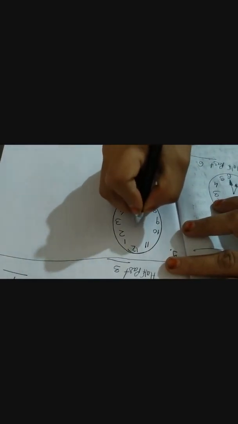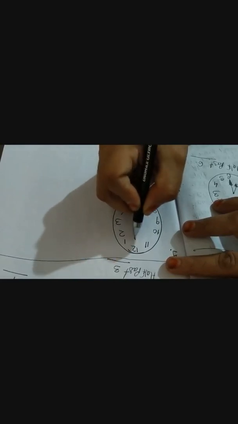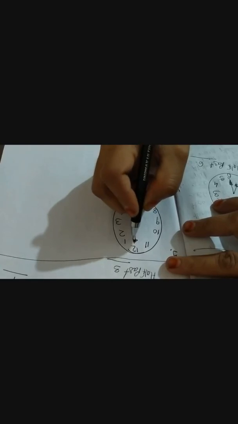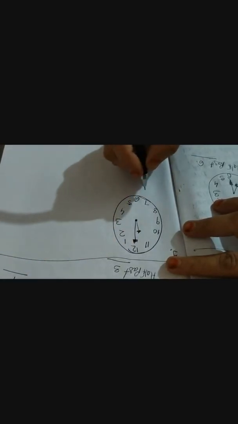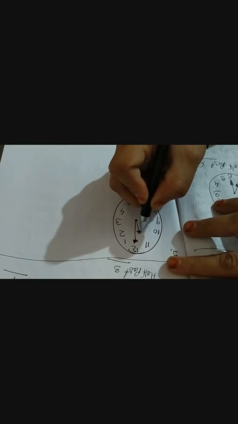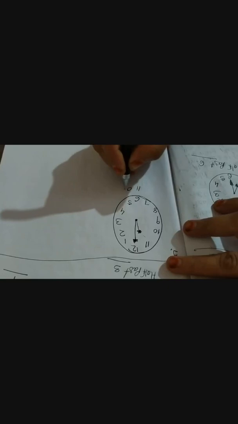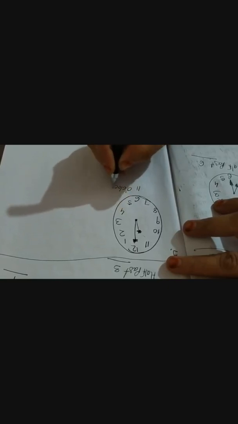Now students, here the minute hand ends on 12. The hour hand is in between 11 and 12. So students, the timing is: the minute hand ends on 12, so the timing is 11 o'clock. Okay.